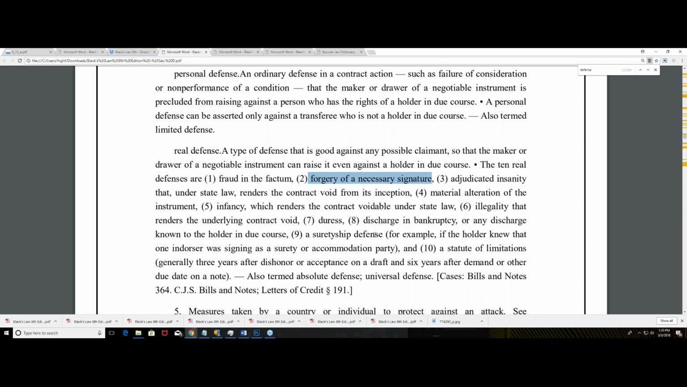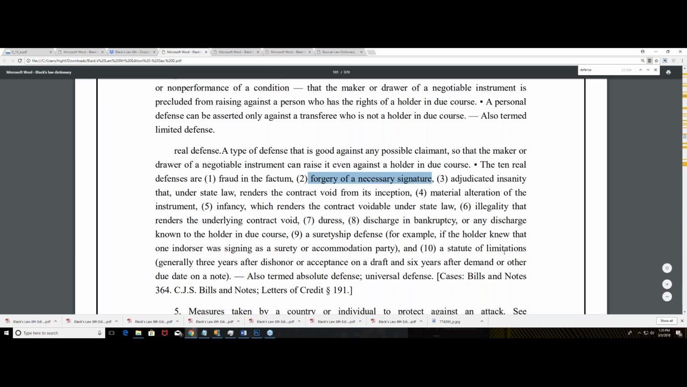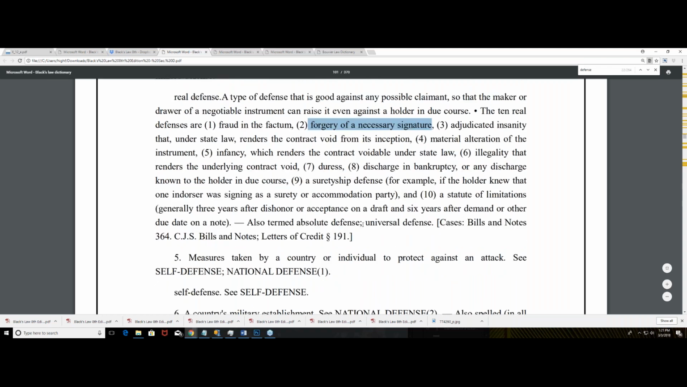8, discharge in bankruptcy or any discharge known to the holder in due course. 9, a suretyship defense. For example, if the holder knew the one endorser was signing as a surety or accommodation party. And 10, a statute of limitation, generally 3 years after dishonor or acceptance of a draft, and 6 years after demand or other due date on a note. Also termed absolute defense, universal defense. You can read about this in Bills and Notes in Corpus Juris Secundum, and also in Bills and Notes in American Jurisprudence.